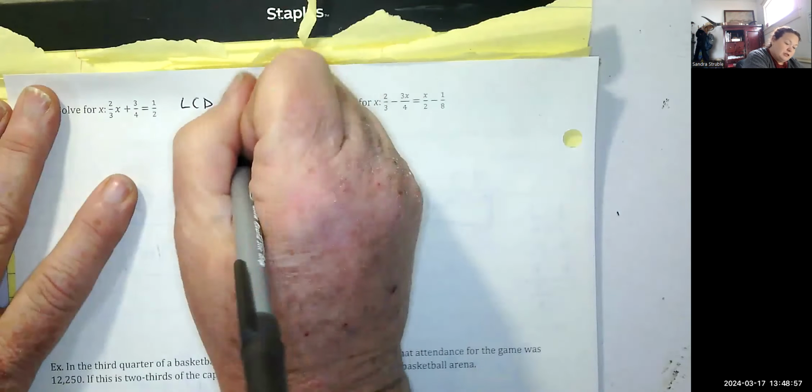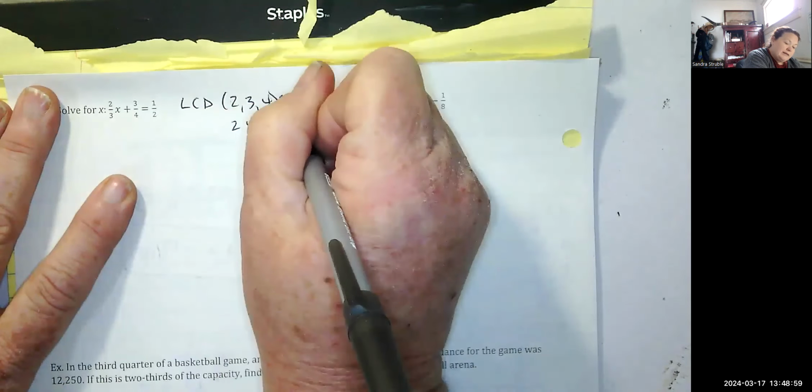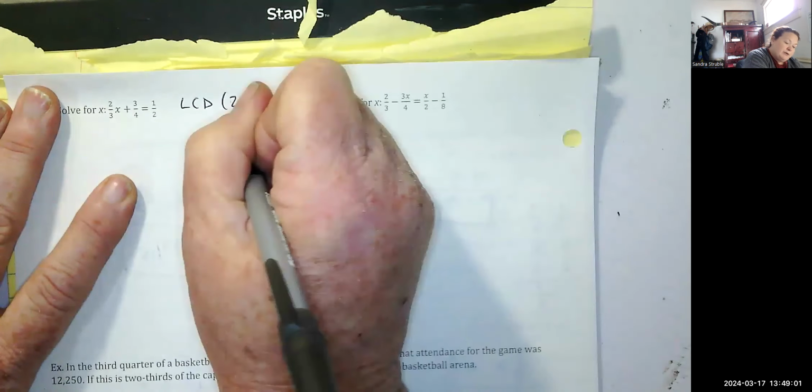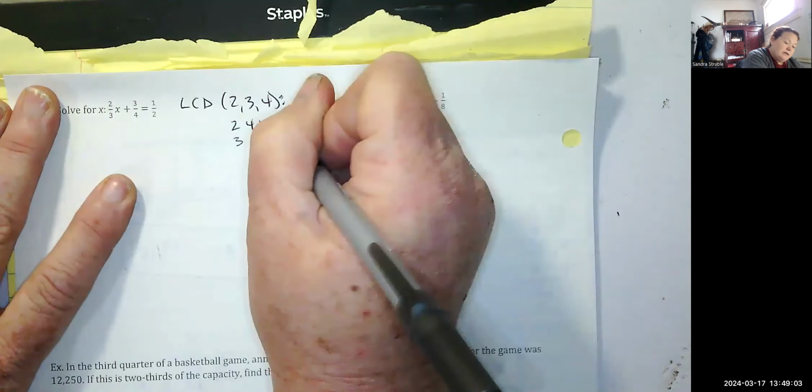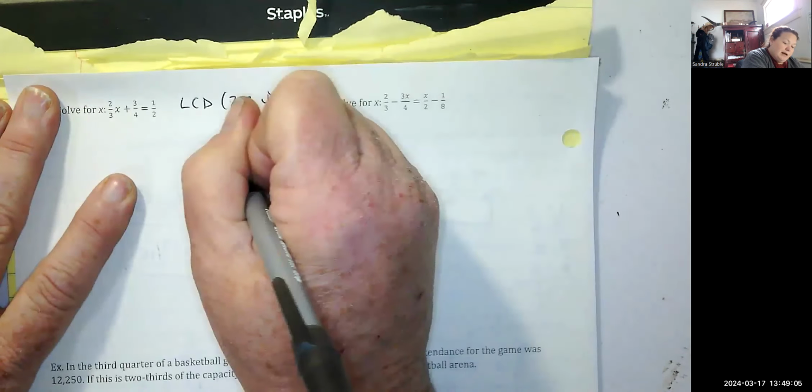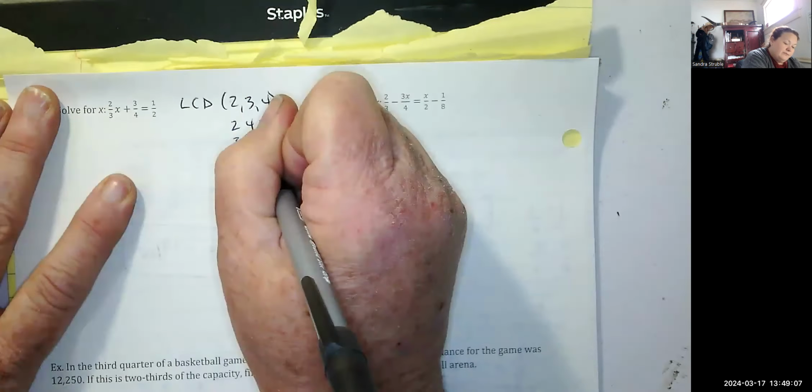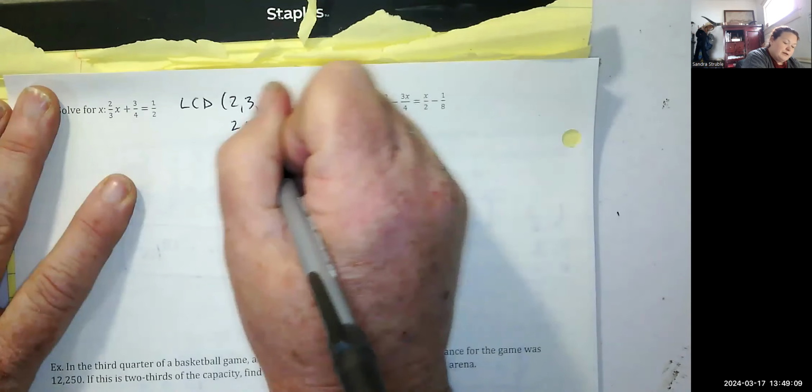So let's look at these. I'm not going to worry about 2. Well, 2 is just going to be 2, 4, 6, 8, 10, 12. 3 is going to be 3, 6, 9. 6s are the same, but how about 4? 4, 8, nope. 12. So what about 3s? 12. Okay, so 12 is it.